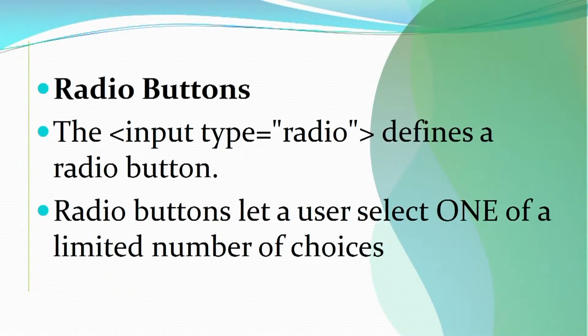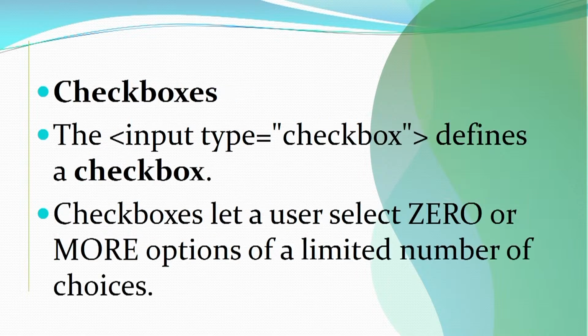Next is radio buttons. We already have seen that it defines a radio button, and radio buttons let a user select one of a limited number of choices. In checkbox, the input type checkbox defines a checkbox. So in this manner we have to add them in the syntax, input type equals to, in inverted commas, checkbox. Checkboxes let a user select 0 or more options of a limited number of choices.